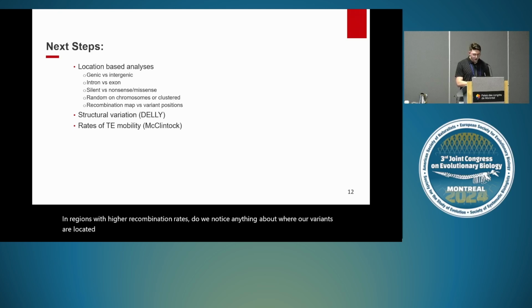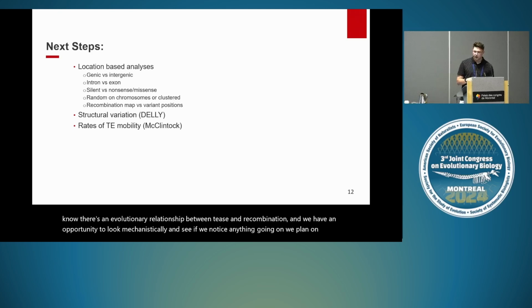I also want to look at structural variation. We're planning on using DELI for that. Another thing that I'm super excited to look at is transposable element mobility. We know there's an evolutionary relationship between TEs and recombination, and we have an opportunity to look mechanistically and see if we notice anything going on. We plan on using the McClintock pipeline for that.